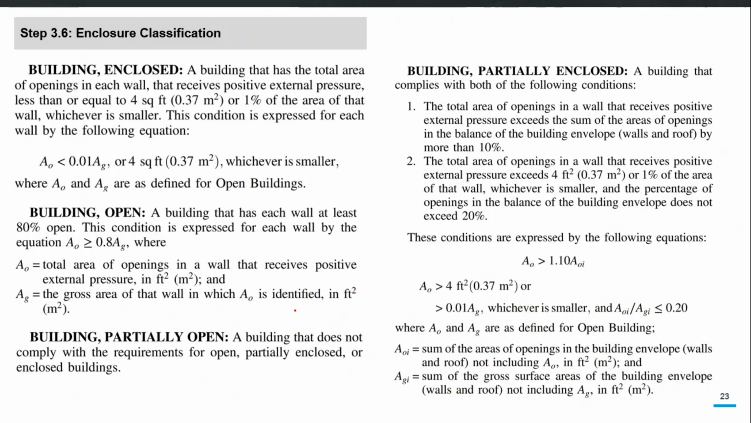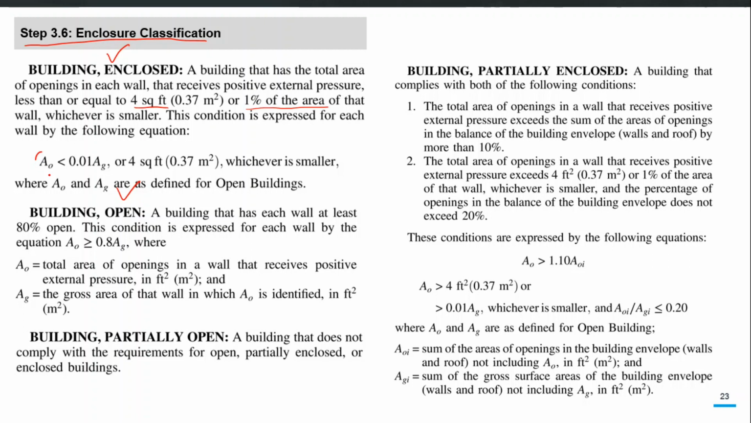Then the enclosure classification, as I said in the start: you should classify your building as an enclosed building, open building, or partially enclosed building. There is a specific guideline about how you should classify them. For example, a building that has a total area of openings in each wall that receives positive external pressure less than or equal to 4 square feet or 1% of the area of that wall, whichever is smaller, you should classify as an enclosed building.